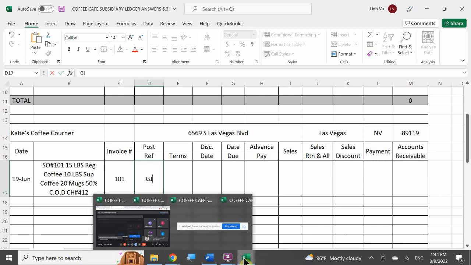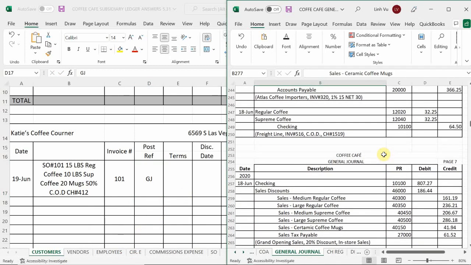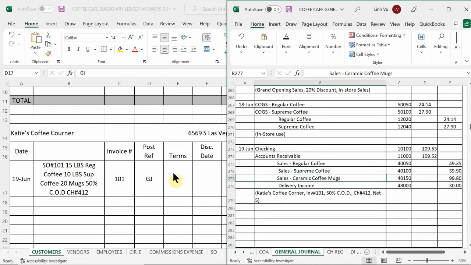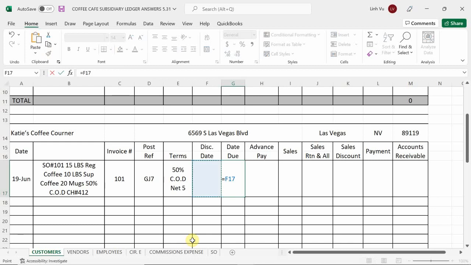Do you remember what page number in the journal we are on? Yes, it's 7. And then term is 50% COD and net 5. So put her due date 24 June. Plus 5, so 5 days from now is the 24th of June.